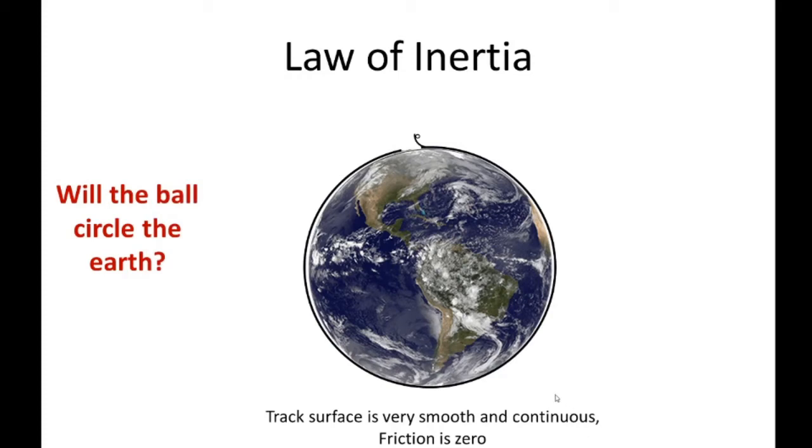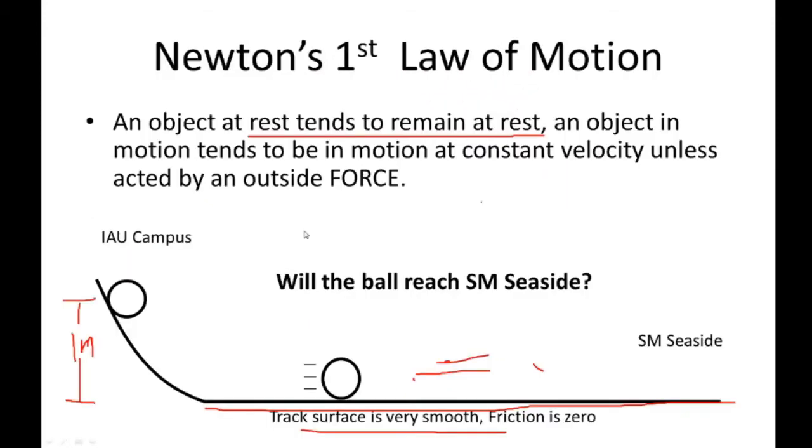Now there is one object that has been doing it for many years already, since its existence. We have the moon that has been moving around the earth since the day it existed. So the answer to this question now, will the ball be able to circle around the earth? Yes. And the answer to this question, will the ball reach the SMC side? The answer is yes.